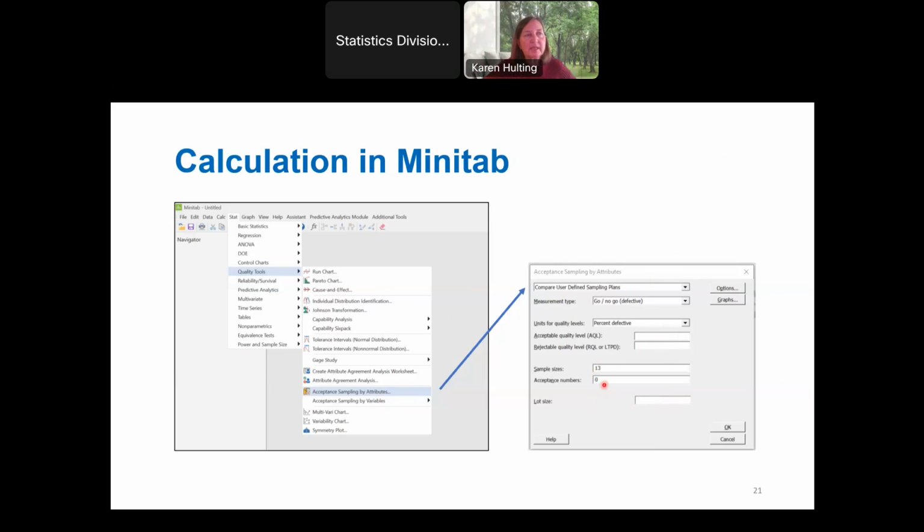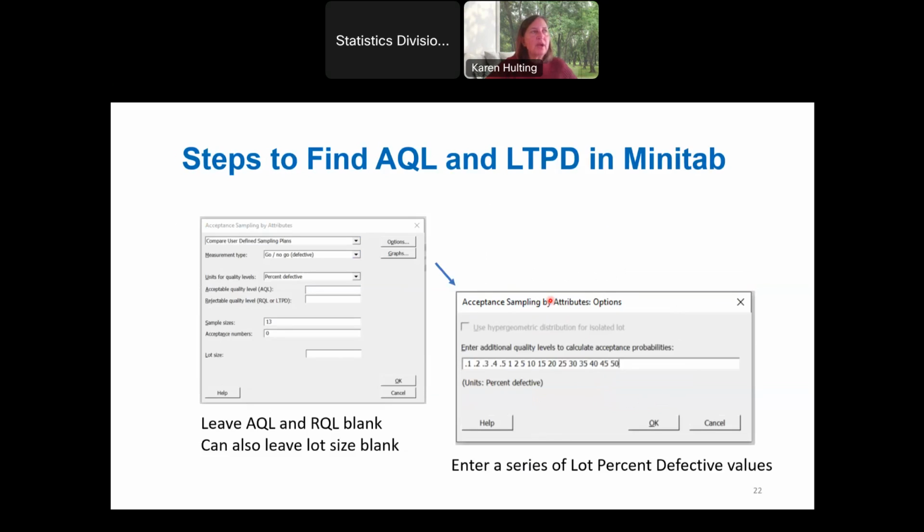And this is how I put in my acceptance sampling plan, the sample size and the acceptance number. The important thing is that I'm going to click on my options button, and I want to add a whole bunch of additional quality levels so that I can get that table in more detail. So this time I actually put in 0.1, 0.2, 0.3, 0.4, 0.5, as well as the numbers starting with 1. So I'm going to look at it in a little bit more detail in this case.